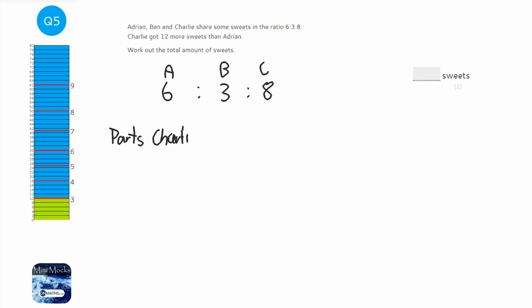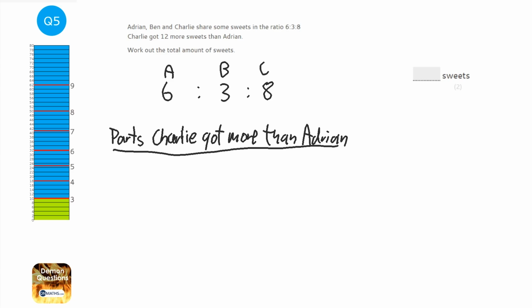Always cross my L's for some reason. Charlie got more than Adrian. Okay, so he got 8 take away 6 is 2. So he got 2 more parts.